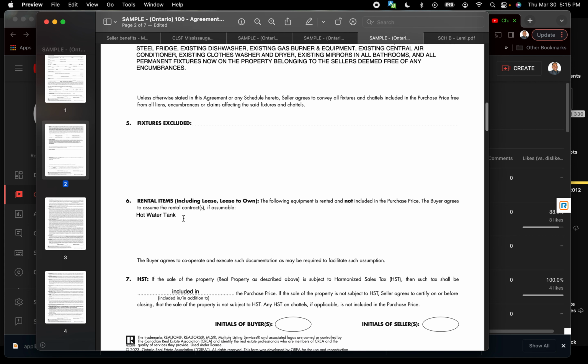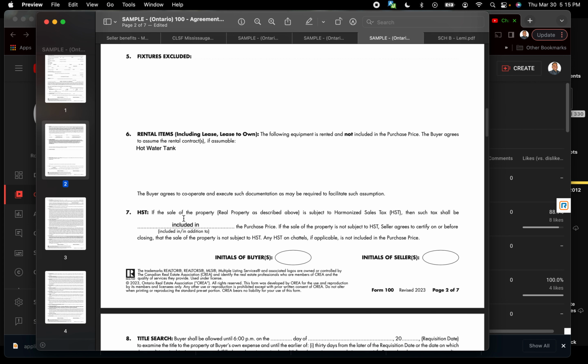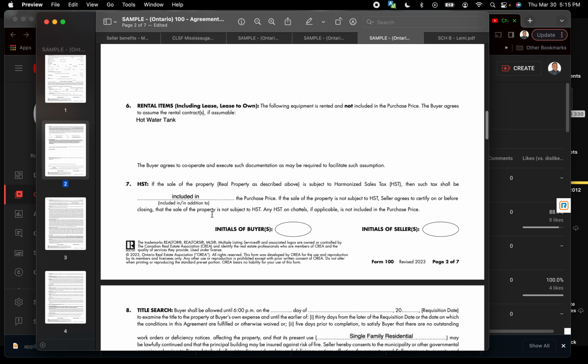Rental items, most of the time hot water tanks are rental. So this is where we're going to be putting them in. If we're unsure, I would say "if applicable." But all the rental items, if let's say the furnace and the AC are rental, this is where we will put them. HST is included in the purchase price.